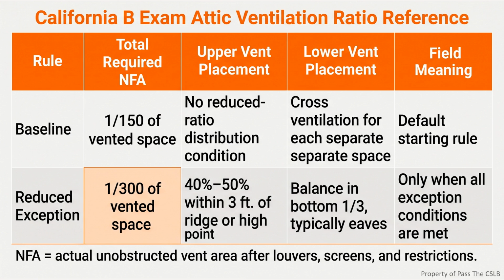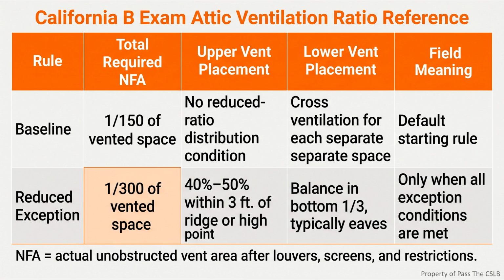The chart puts the baseline and the reduced exception side by side. The baseline is 1 to 150. The reduced ratio is 1 to 300, but it is an exception with conditions, not the automatic modern standard. For the reduced ratio, 40% to 50% of the required ventilating area must be provided by upper ventilators located no more than 3 feet below the ridge or highest point. The balance must be placed low in the bottom 1/3 of the attic space, usually at the eaves or cornice. That high and low arrangement matters because the reduced total area depends on a properly distributed system.